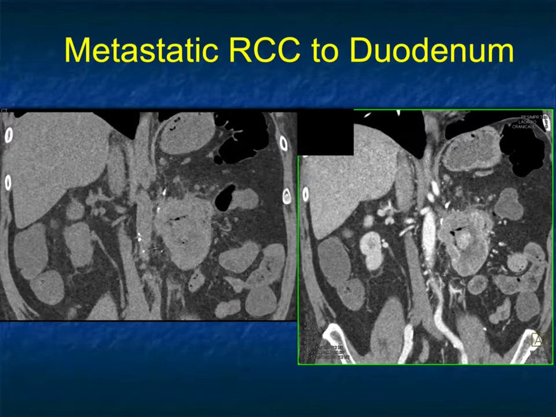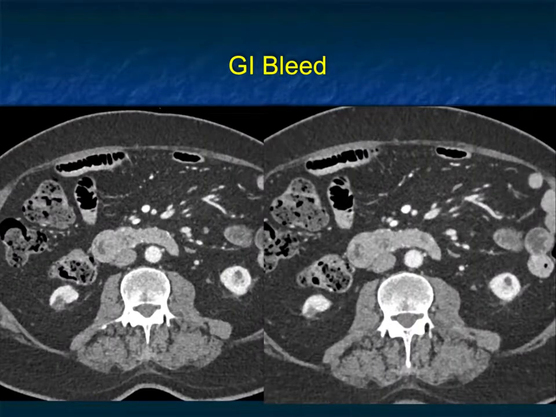So again, when you're evaluating patients for tumor, always look at the small bowel. Common things are common. Again, think renal cell, think melanoma, but other tumors, including hepatoma, can do it as well.